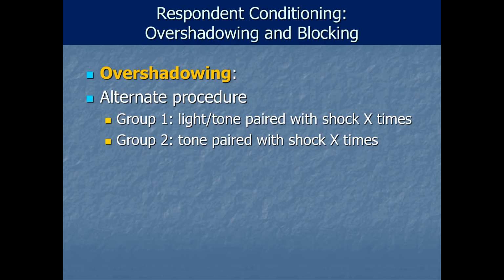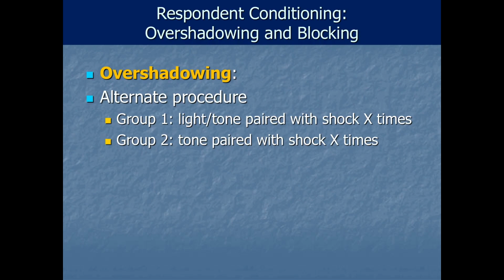So there you might instead just compare two groups, like two groups of rats, for example. Group 1 gets light and tone, both paired with the shock, for let's say 100 trials. Group 2 gets just one of the stimuli, like only the tone, but again paired with the shock, let's say 100 times. At this point, for both groups, the tone is paired with the shock 100 times. Both groups have heard the tone come on, then shock, 100 times.